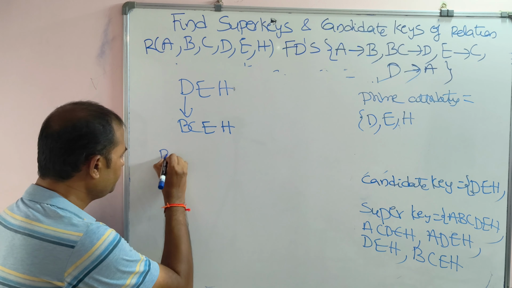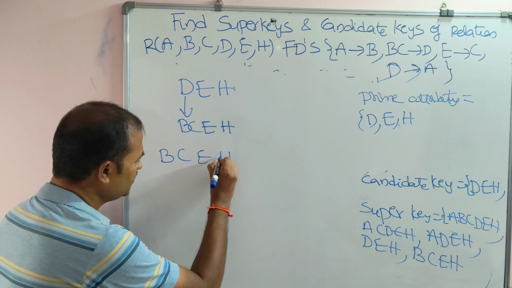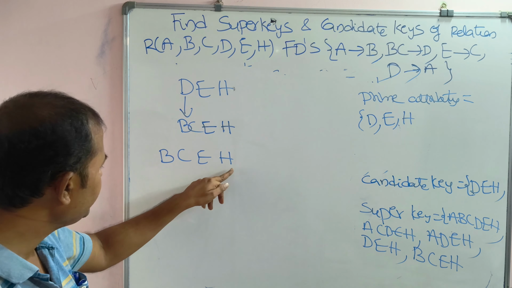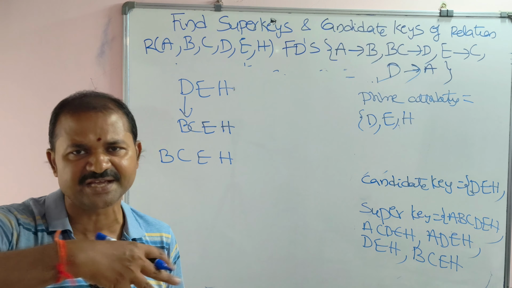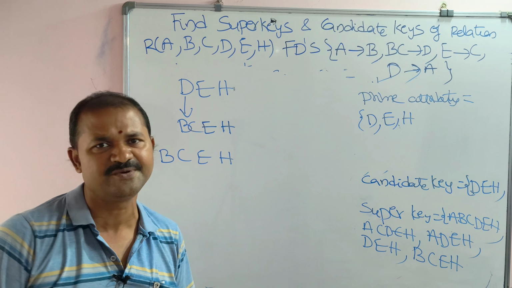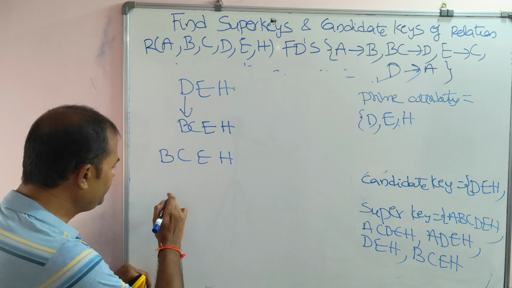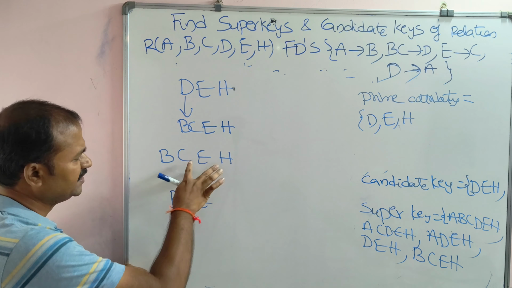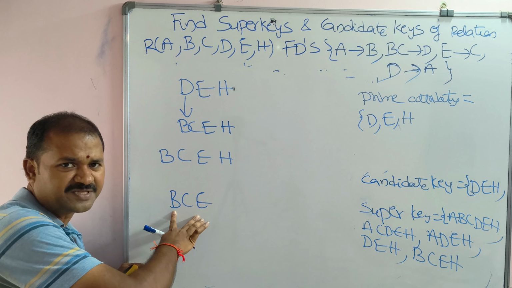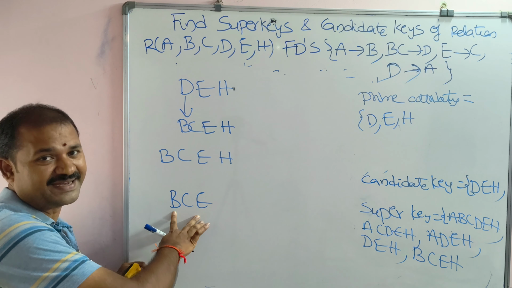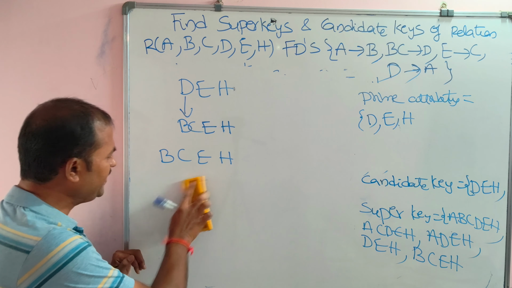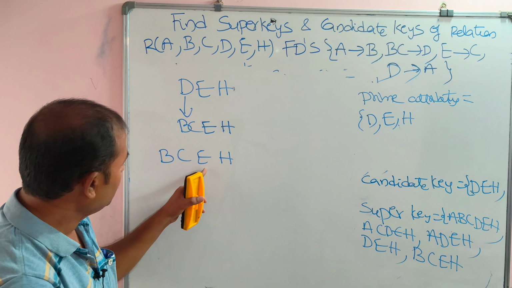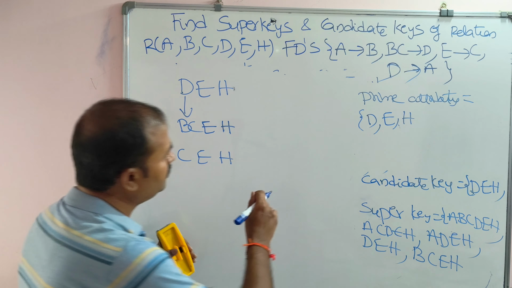So here we have BCEH. Let's try to check whether we can remove any attributes or not. If none of them can be removed, then we need to calculate the subsets and check whether they are producing all attributes or not. Suppose BCE is producing all attributes, then instead of BCEH, BCE will become the candidate key. Why? Because candidate key means minimal super key. So let's check whether we can reduce BCEH or not.